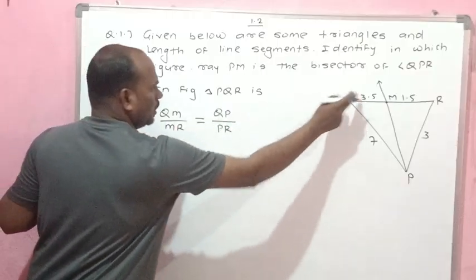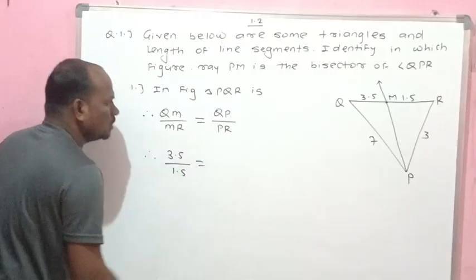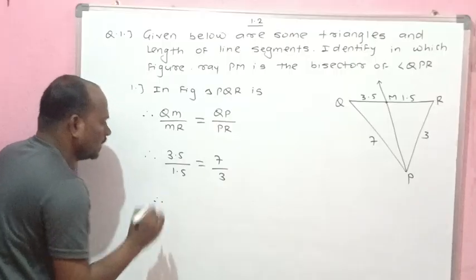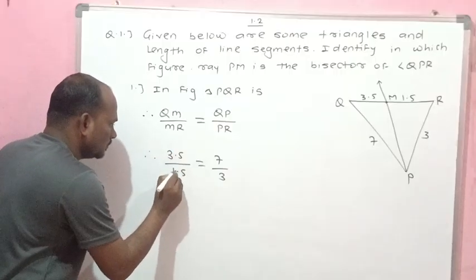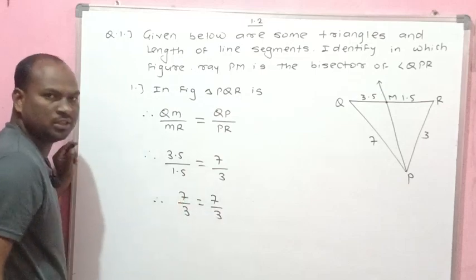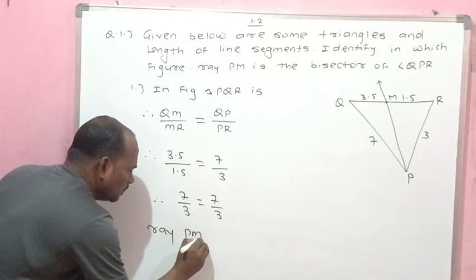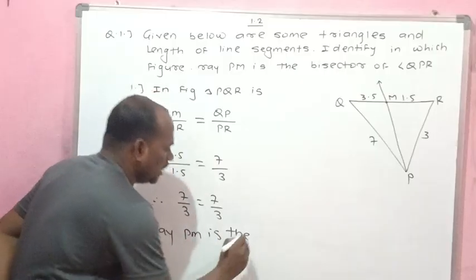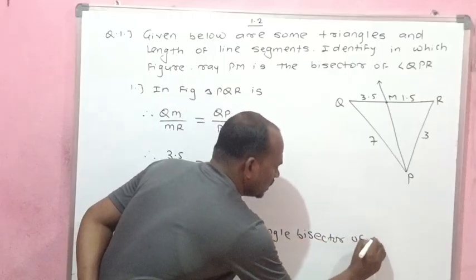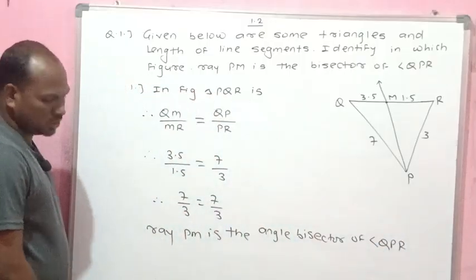Now QM 3.5, MR 1.5 is equal to QP 7 and PR 3. Now therefore 5 7s are 35 and 5 3s are 15, that is 7 by 3. The two sides are equal, then ray PM is the angle bisector of angle QPR. Now we can see the first problem.